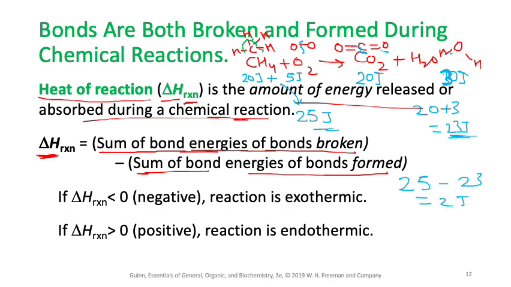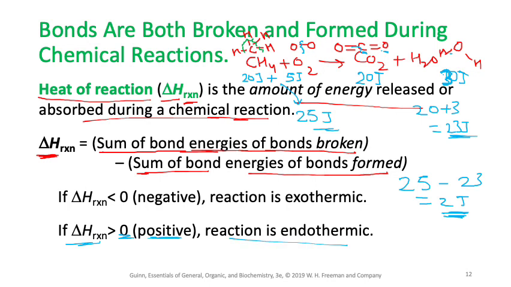So this reaction is an endothermic reaction, because whatever energy you had on the reactant side, you have less energy being released on the product side. So 2 joules of energy are getting absorbed. This is an endothermic reaction, because delta H is more than 0.